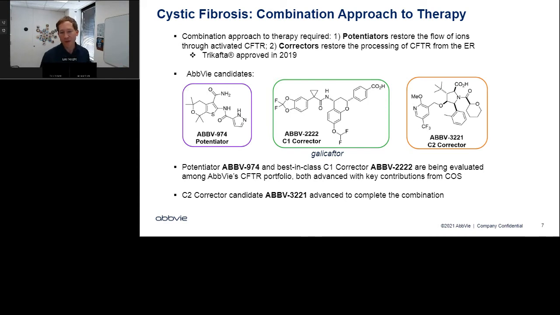And so we also have a portfolio of CFTR candidates. Among those is this potentiator 974, corrector 2222, which is now called galicaftor, and this C2 corrector molecule 3221. So our group was involved in all of these projects, and today I'll just talk about the C1 corrector and C2 corrector parts of this program.